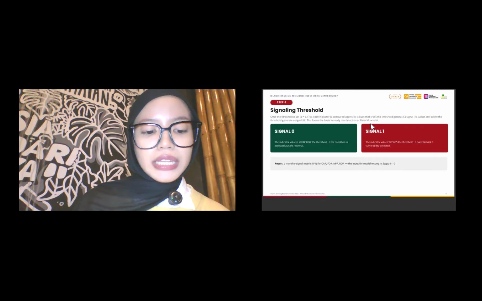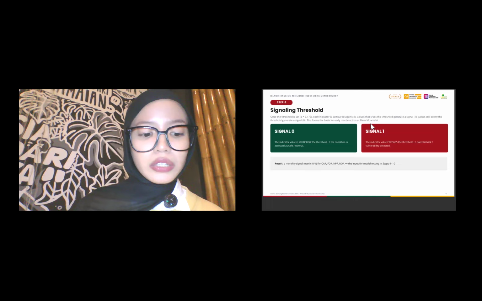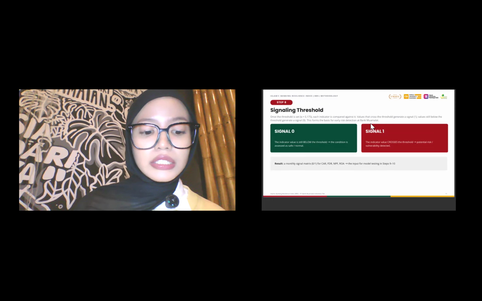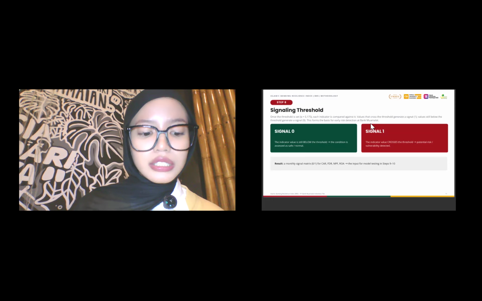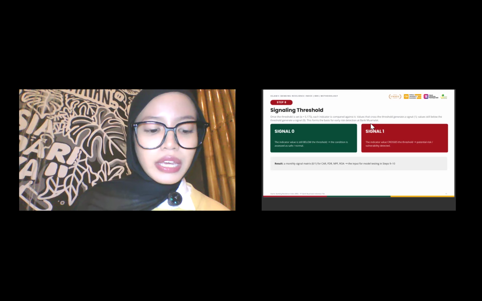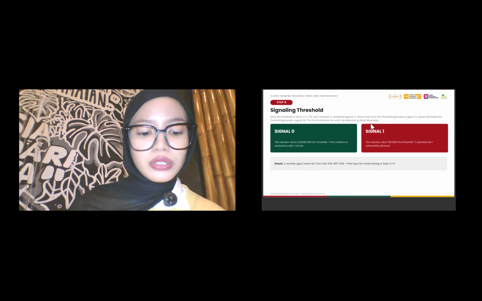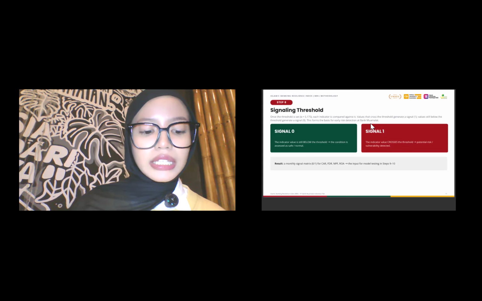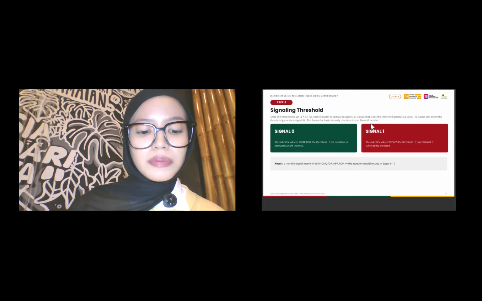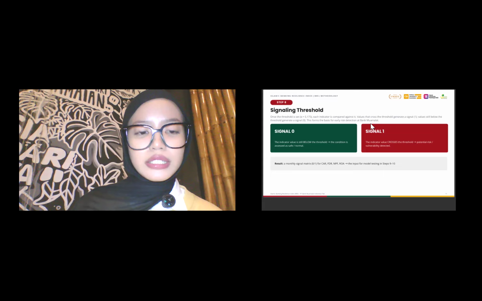Finally, signaling. At this stage, each indicator is compared with the threshold. If the indicator stays below the threshold, it receives signal 0, meaning the condition is safe. If it exceeds the threshold, it receives signal 1, indicating potential vulnerability. These monthly signals are the main inputs for the early warning system.